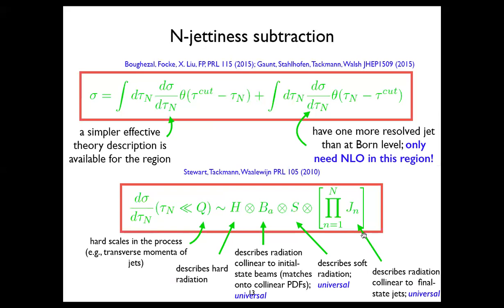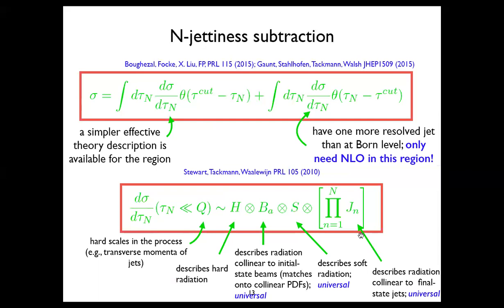Once you make this assumption, you can write the cross section as a convolution of various functions. There's a hard function which describes hard radiation. This is process-dependent. There's a beam function which describes radiation collinear to an initial state beam. This is a non-perturbative function, but for large values of N-jettiness, or values of N-jettiness larger than Lambda QCD, you can match this onto the standard collinear PDFs. This is a universal function. There's a soft function describing soft radiation that is also universal, and there are jet functions describing radiation collinear to final state jets. These are also universal. So this is how you can write the cross section below the cut.